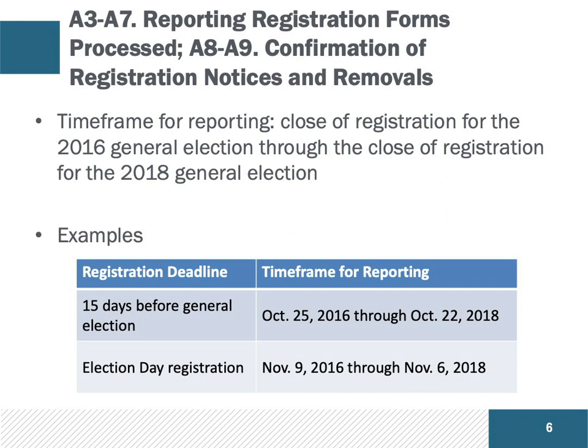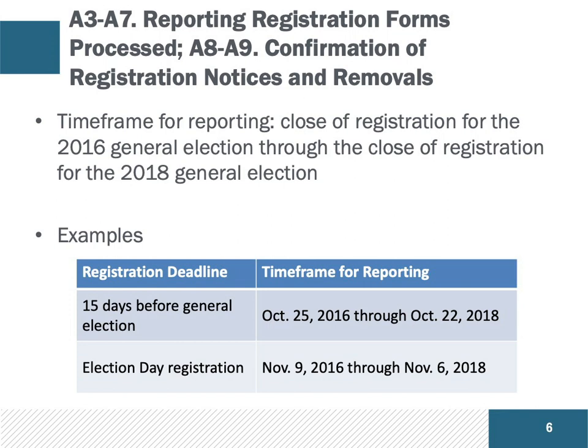The rest of Section A asks you to report data from a very specific time period, which is the close of registration for the 2016 general election through the close of registration for the 2018 general election. For example, let's say your registration period closes 15 days before a general election. That means the last day to register for the 2016 general election was October 24th, 2016. So your reporting period for this EAVS will begin on October 25th, 2016. Since the last day to register to vote for the 2018 general election is October 22nd, 2018, that date will be the end of your reporting timeframe.